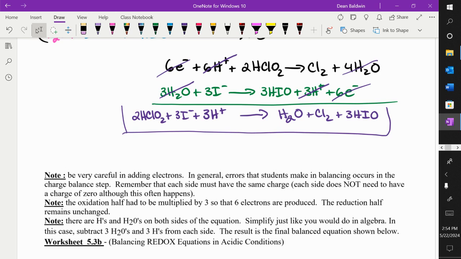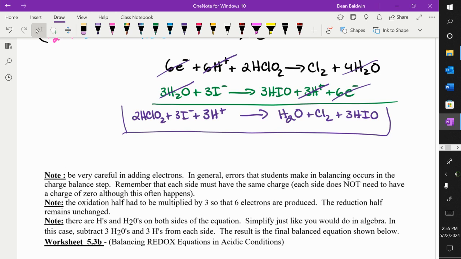Two hydrogens plus 3 hydrogens is 5. 2 plus 3 is 5. 2 chlorines, 4 oxygens, 3, 4. There we go. Thank you. So it's 4 and 4 oxygens, 3 I minus, 3 I minus. And we did the protons already.